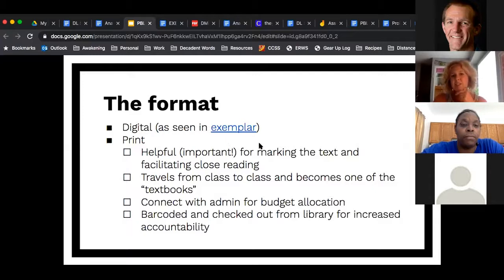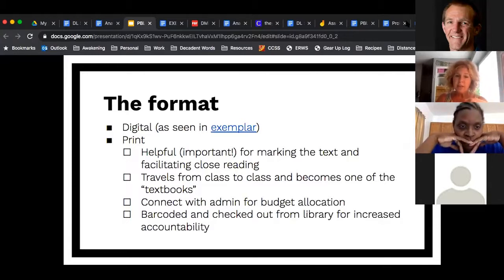And that's essentially what I said here: marking the text, facilitating close reading. We love the way that it travels from class to class, and it's one of the students' textbooks. They're constantly being asked to take it out and reference and utilize the compendium as a resource.